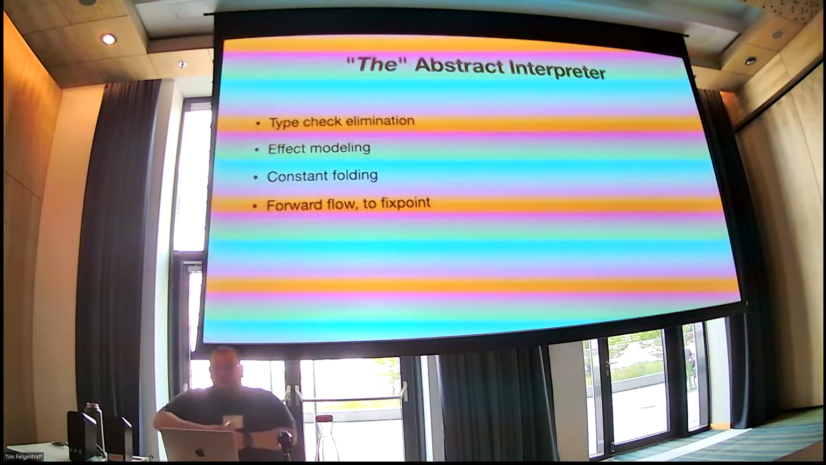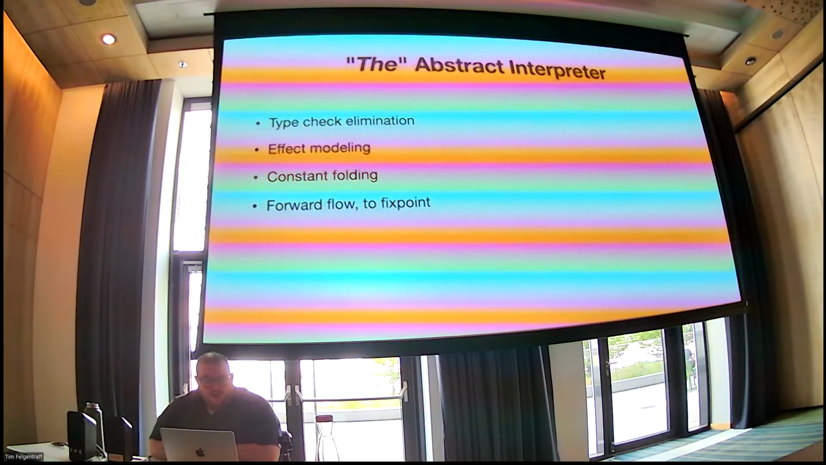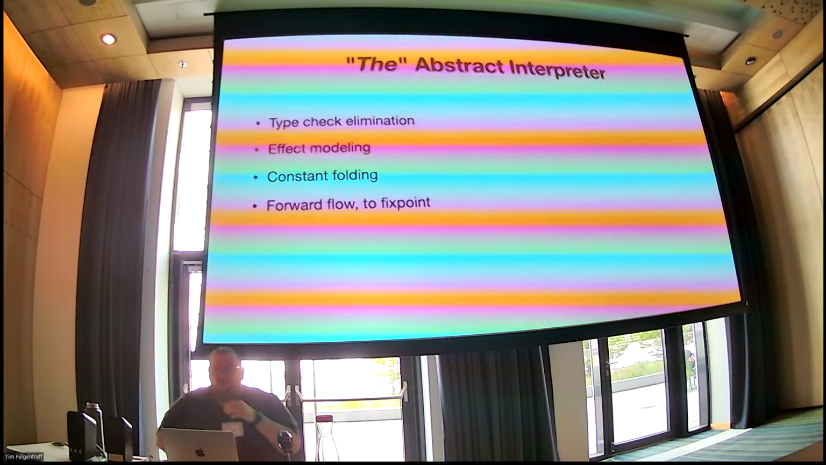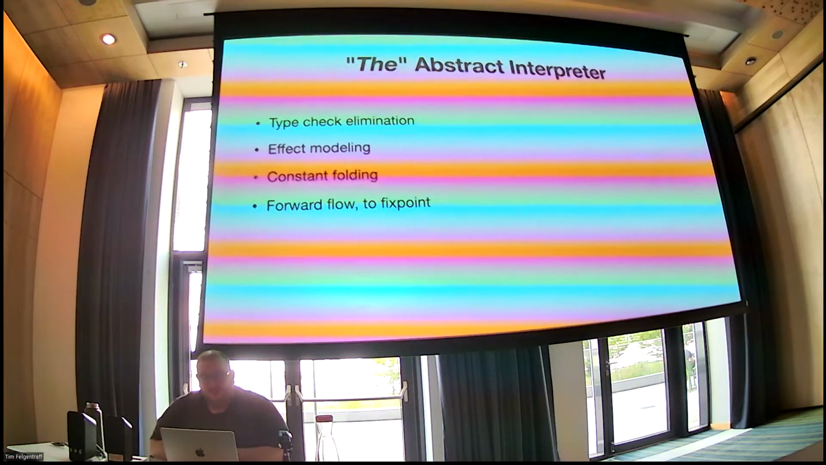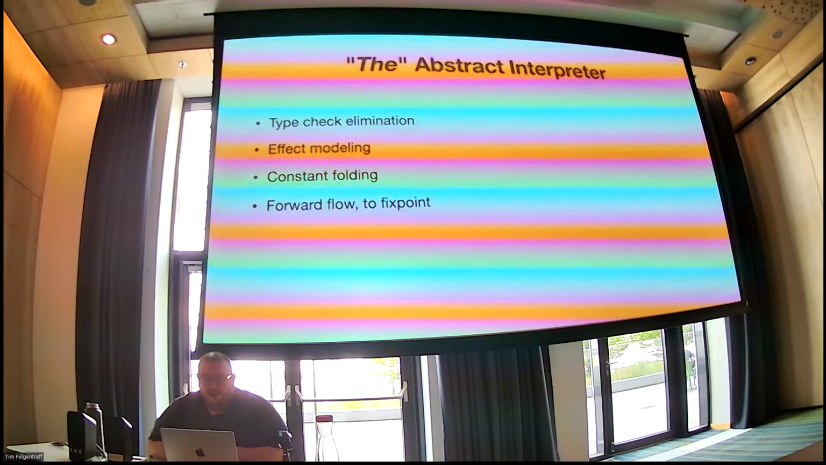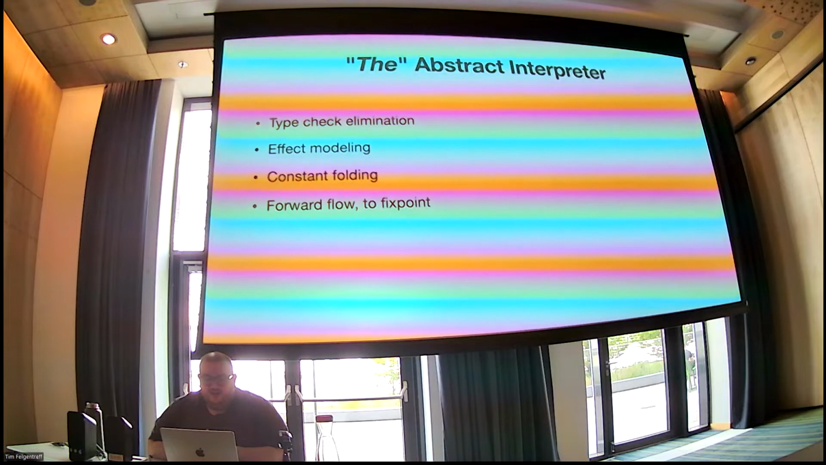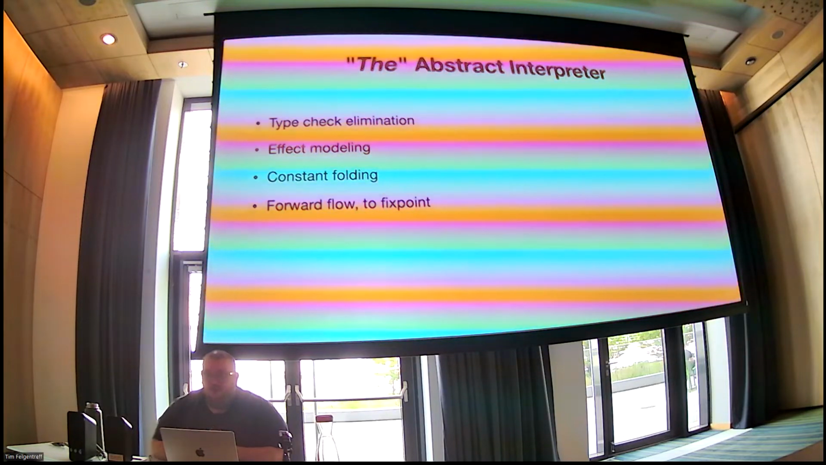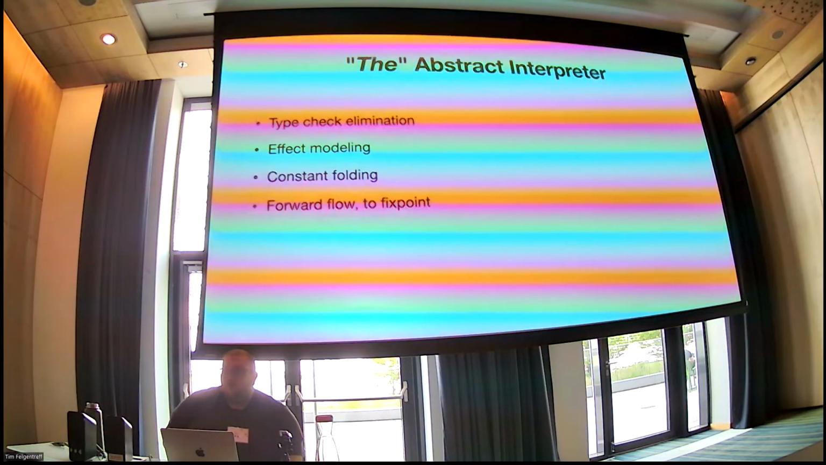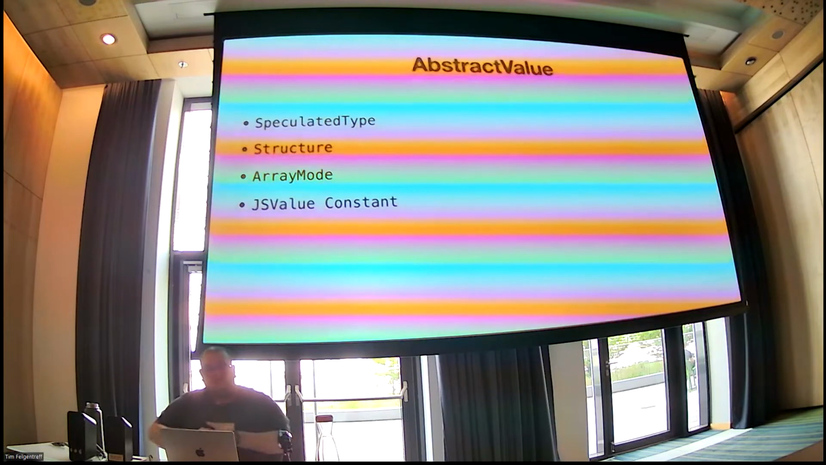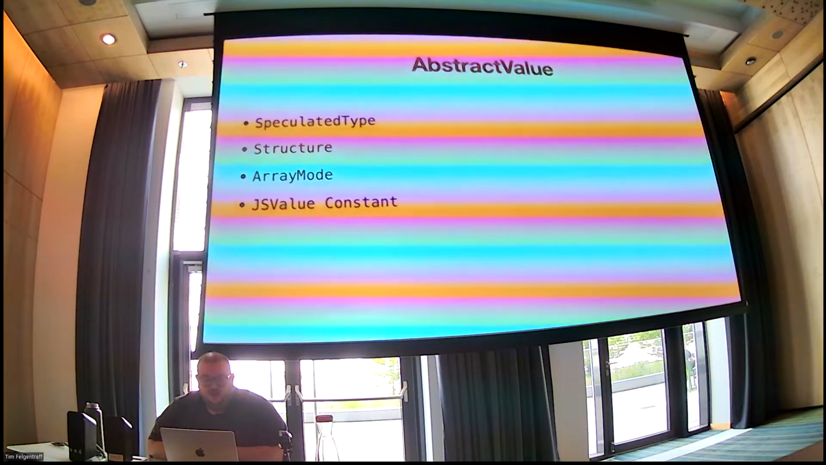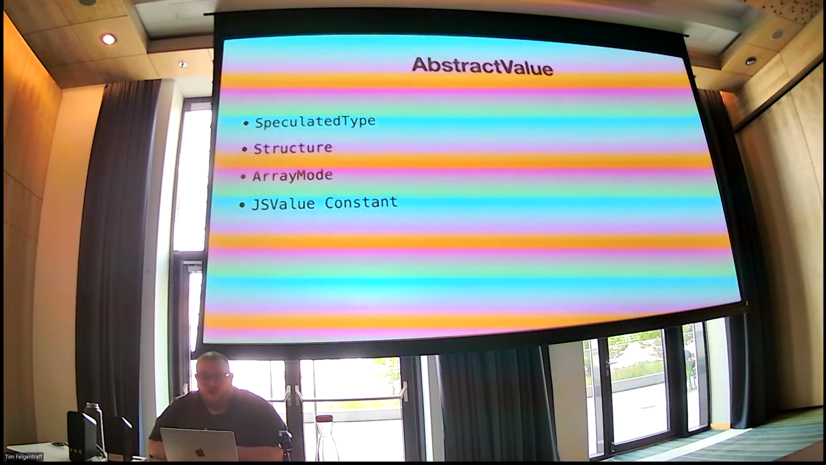All right. So the next thing I really want to talk about is how we do type check elimination. We have a pass over the DFG, both CPS and SSA, which we call the abstract interpreter, which is kind of an absurd name. But it handles a lot of our heavy lifting optimization. We do a lot of constant folding and constant propagation, and also effect modeling that drives those analyses.